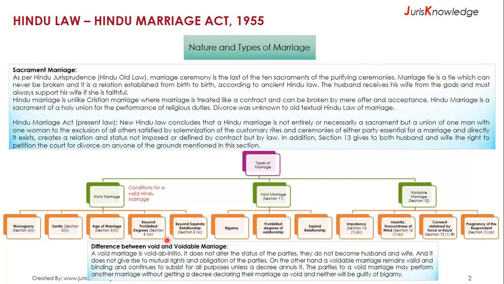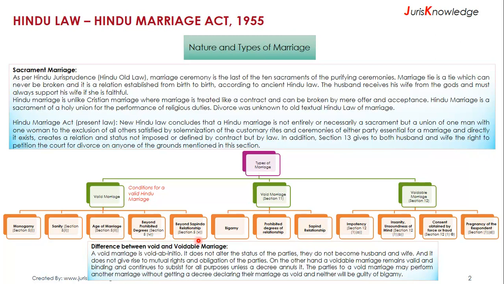The fourth is if the two are brother and sister, uncle and niece, aunt and nephew, or children of brother and sister or of two brothers or of two sisters. A marriage between two persons who come within the degrees of prohibited relationship shall be void. However, if there is a valid custom or usage governing both the parties, they can marry even though they come within the degree of the prohibited relationships.